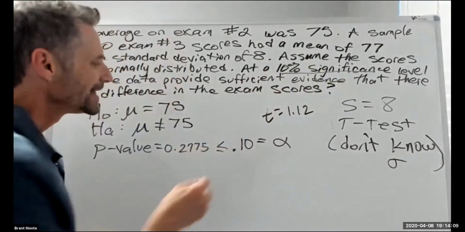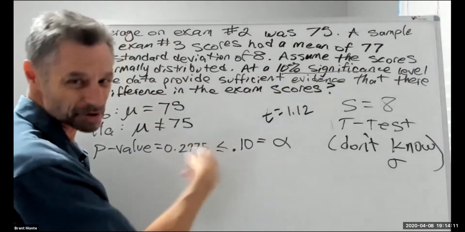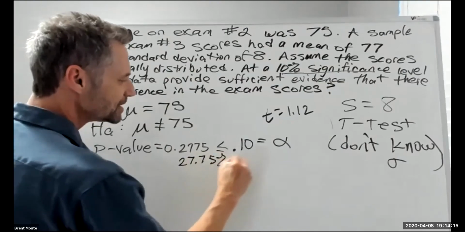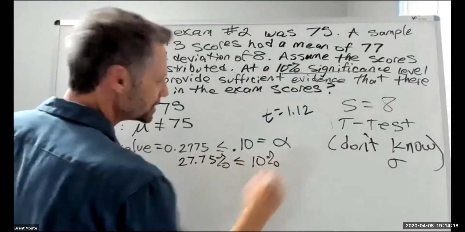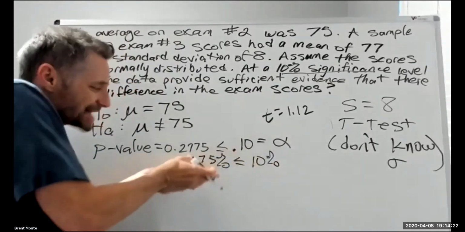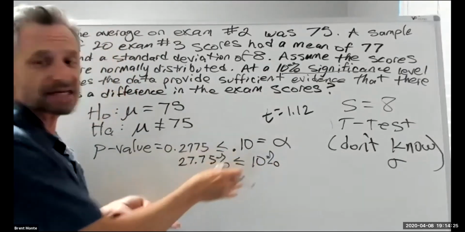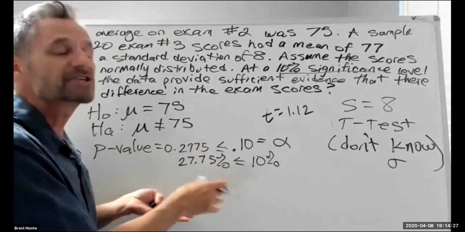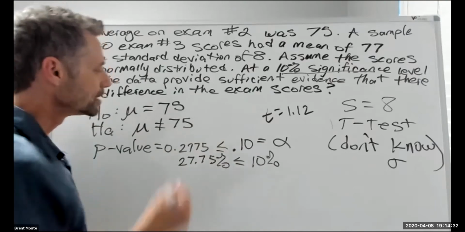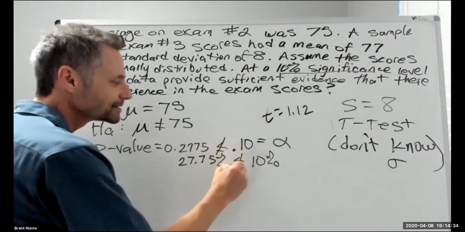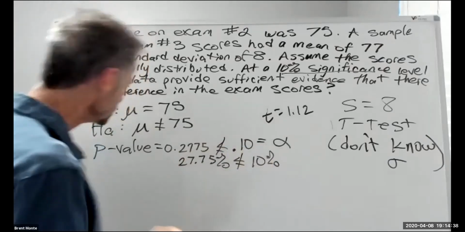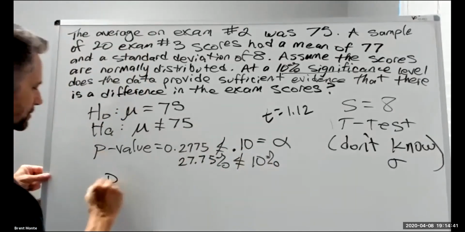Well, that 10%, if it helps you to change this to percentages, go ahead. This is saying 27.75% less than or equal to 10%. Well, we know that's not true. So the 27, almost 28% isn't less than our 10% cutoff. So it's not rare enough that we think it's probably not sampling error. So since our p-value is not less than alpha, we do not reject the null hypothesis.